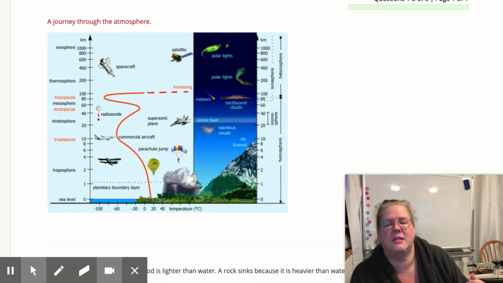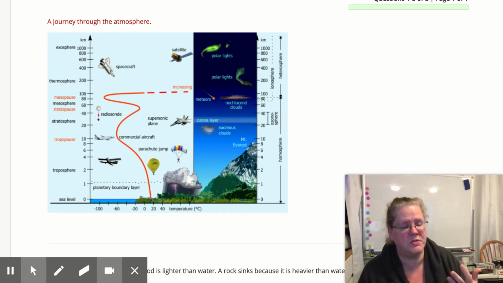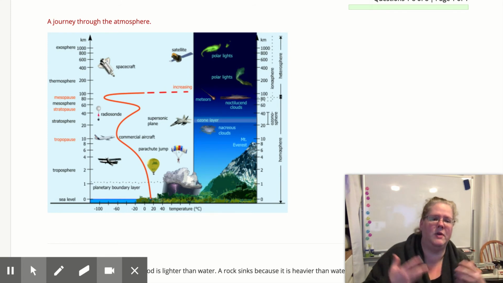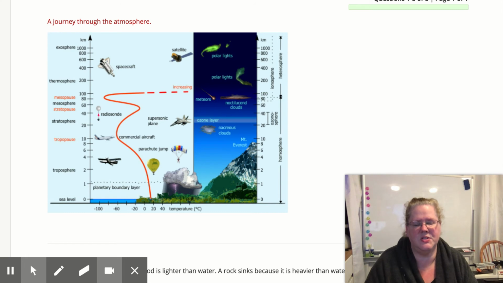You're actually going to be looking at these graphs and doing some interpretations. So I might ask you, where are you going to find the northern lights, the polar lights? Well, that's going to be somewhere in the thermosphere. Where would you find Mount Everest? Well, that's the troposphere. Where would we live? Well, the troposphere. Where's the bulk of the atmosphere? Well, the troposphere. Or the bulk of the mass of the atmosphere. Those are the things you're going to find out about.